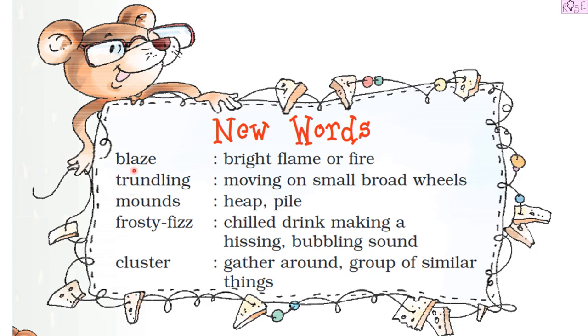So the first word is blaze. Blaze means bright flame or fire. Next is trundling. Trundling means moving on small broad wheels. So some kind of broad wheels that is used in carts. Something that is moving on such wheels is known as trundling.